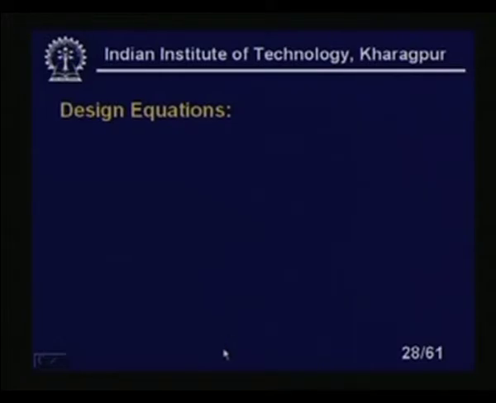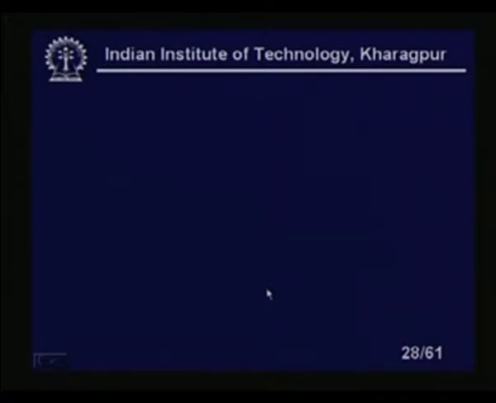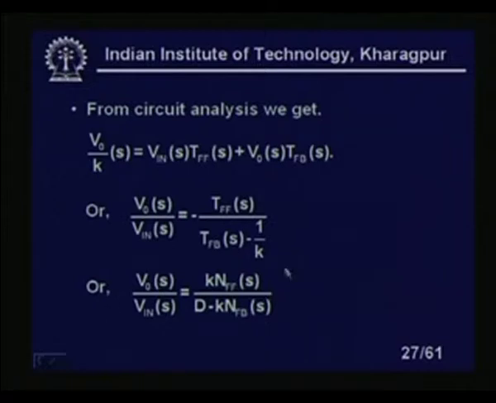So, let us look at the design equations. Among positive feedback single amplifier filter topologies, we are not discussing this in detail, we will discuss it when we consider the circuits. We will find that in the enhanced negative feedback topology we will get some tremendous advantages which we will not get in the positive feedback topology or the simple negative feedback topology, right. Now, let us come to the practical circuits which we will realize based on single amplifiers, that means a practical second order filter circuit which is built around an op amp, right.